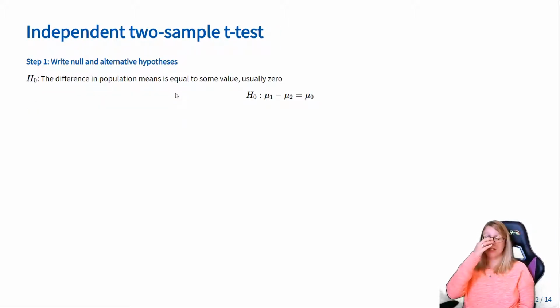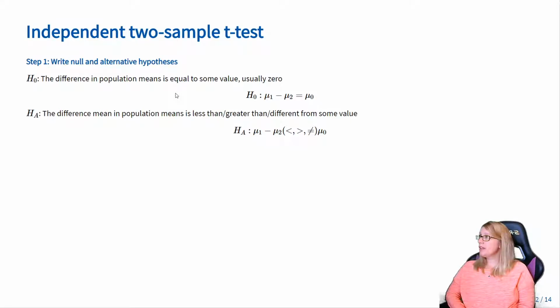So let's talk about how to do a hypothesis test. And because we've done a lot of hypothesis tests recently, we'll go through these steps fairly quickly. Our first step is to write the null and alternative hypothesis. Here our null hypothesis is that the difference in population means is equal to some value, say mu naught, mu 0. Most of the time this value is itself 0. The difference in population means being less than, greater than, or not equal to will be our alternative hypothesis. Again, we're usually comparing this difference to, say, 0.